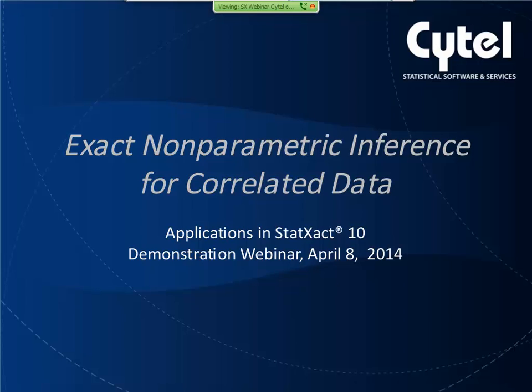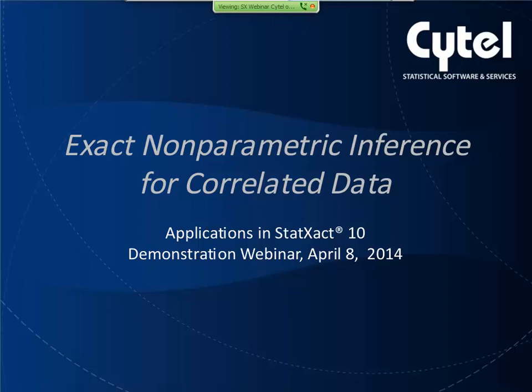I am going to be talking today about a new module in StatXact that performs permutation and exact tests for correlated data. So this is quite a significant addition to StatXact. And what I'm going to do is share a little bit of the rationale behind the exact tests that we've developed.